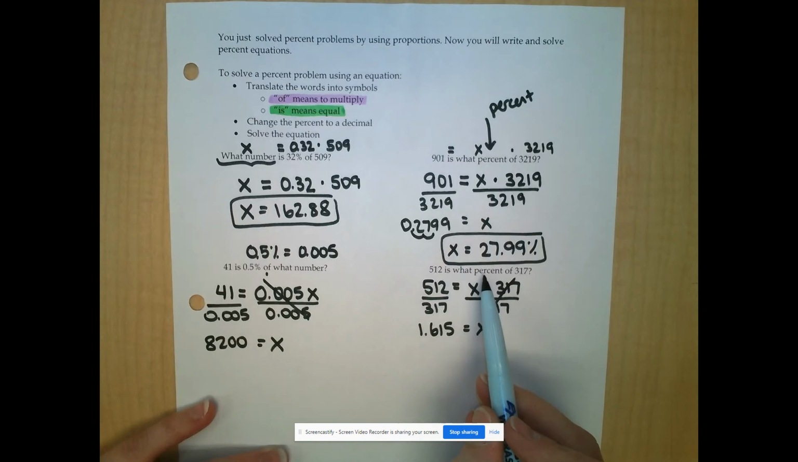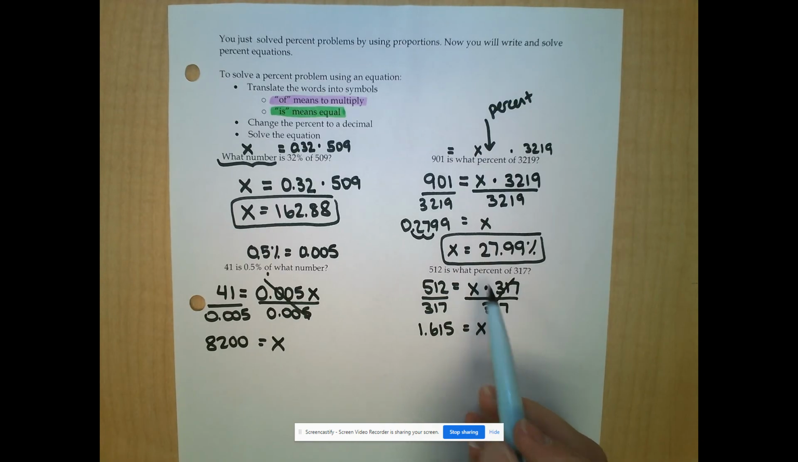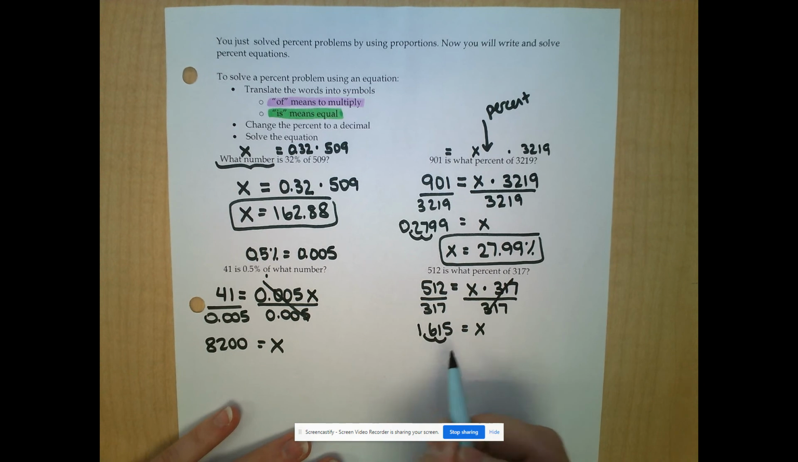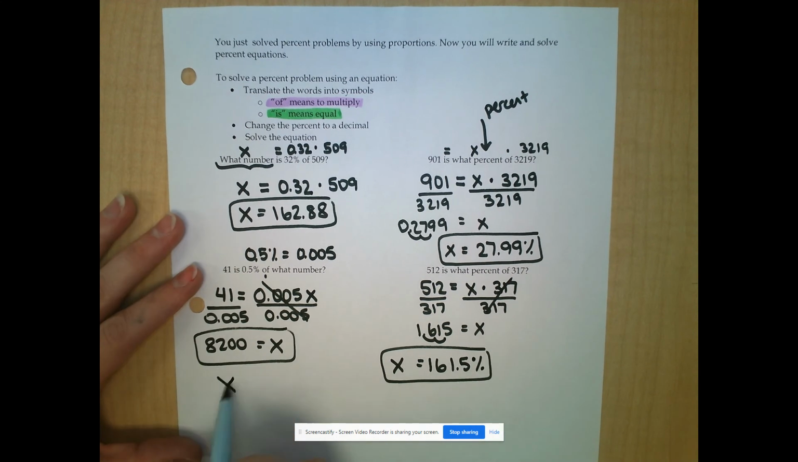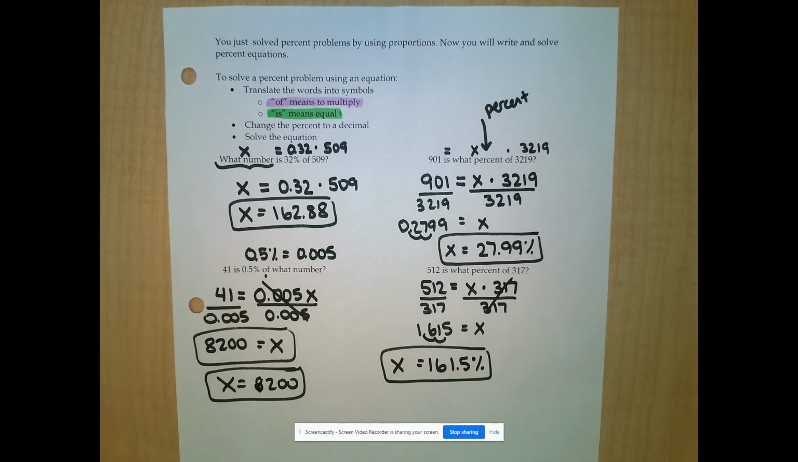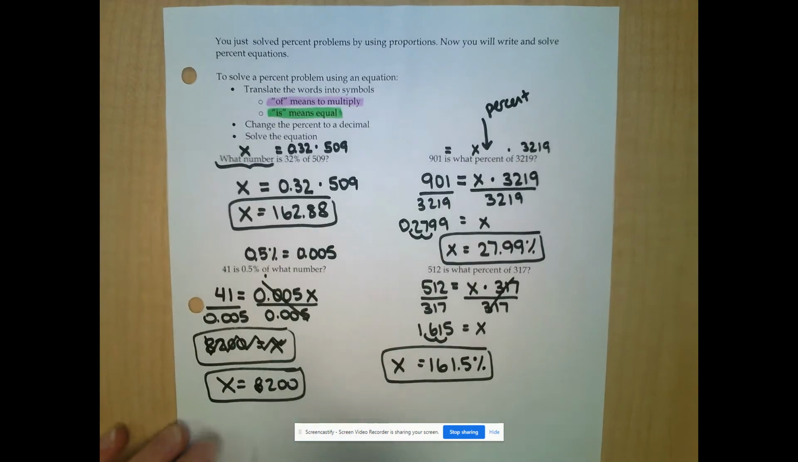We were looking for a percent. So because we were looking for a percent, we have to remember to take it out of decimal form and put it back into percent form and start with the x on the left. Ooh, sorry, this one I should also have put my x on the left. There we go. Now everything looks good.